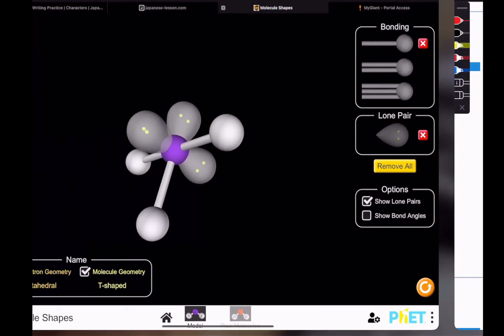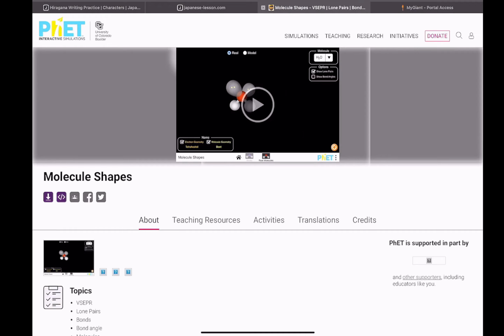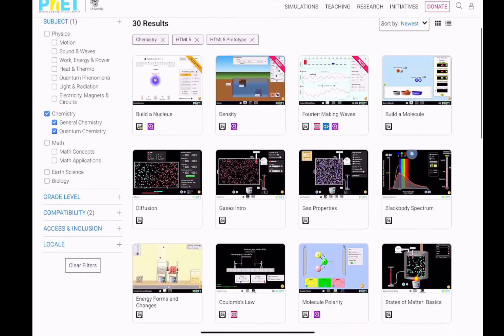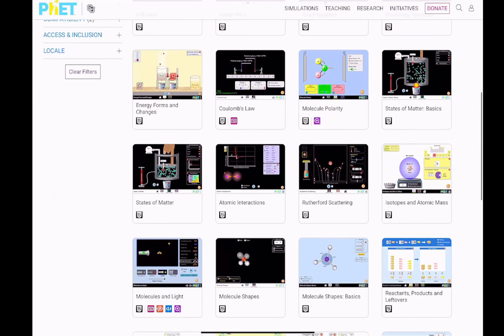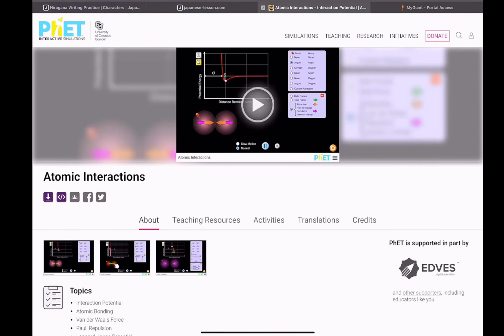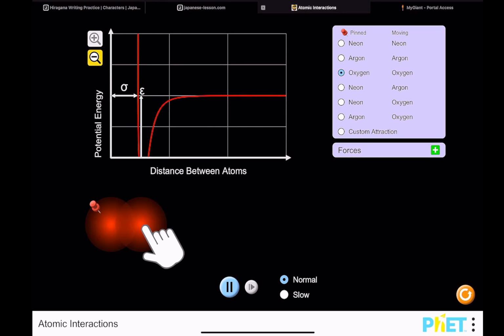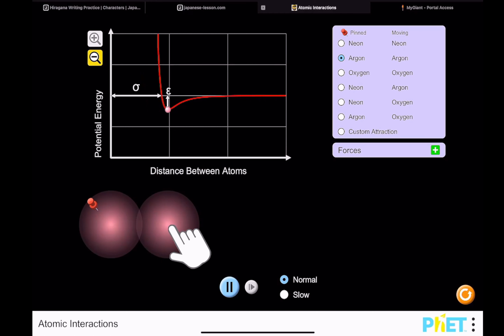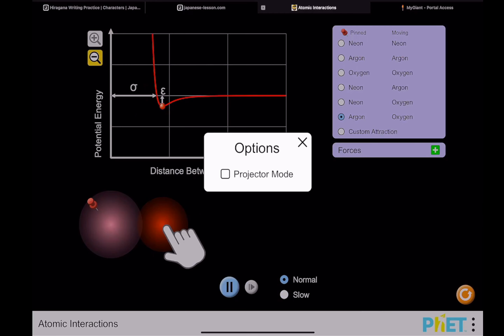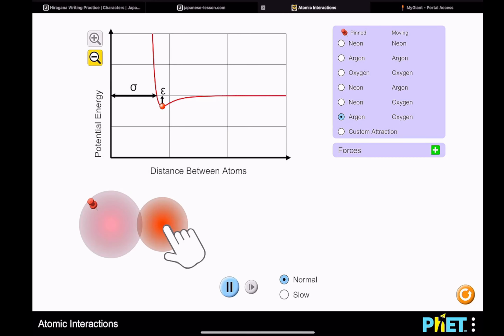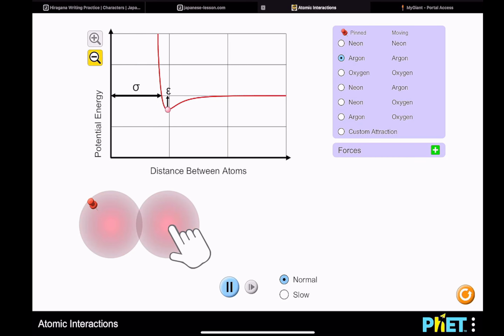And actually, there's another simulation that I wanted to use here. See, now it's loading fast. That is what this is, atomic interactions. So let's do one that's got a better, oh, not moving. Oh, neon, I see. So we've got on the left there, that's a pinned argon. And then I can move this argon.